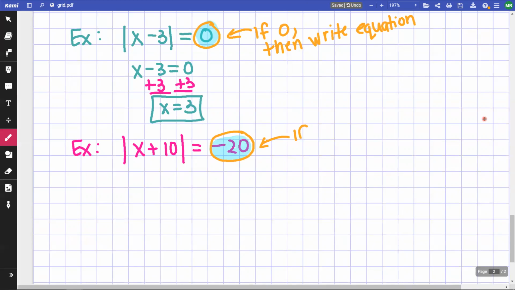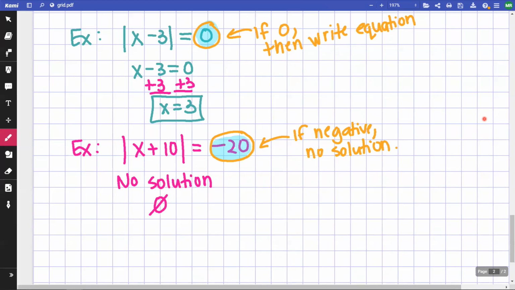So if negative, remember, no solution. It's going to be an impossible problem to solve. So you can write out no solution, or you can give me the 0 with a slash through it. Okay, but don't leave it blank. Otherwise, I'm going to assume you just did not know what to do.